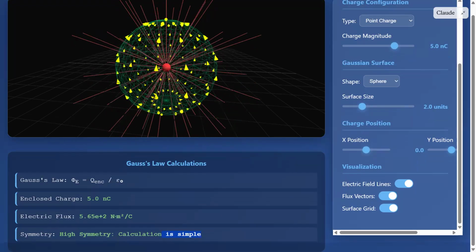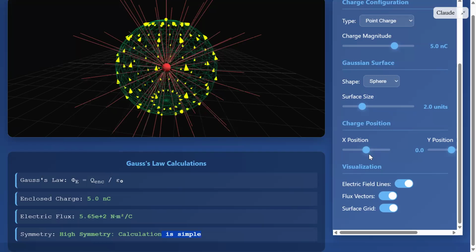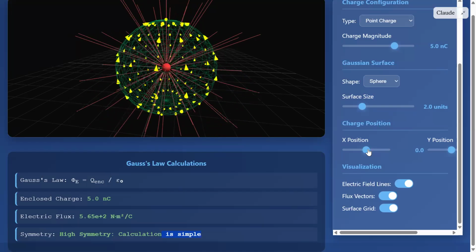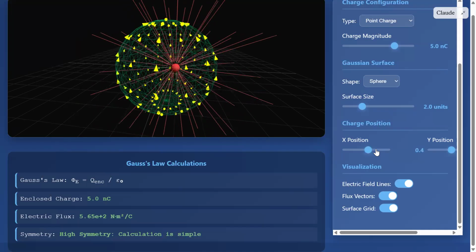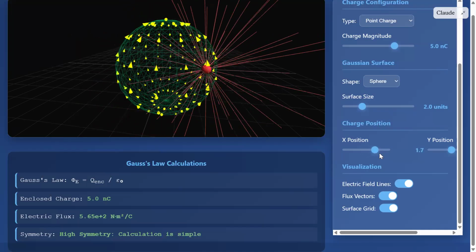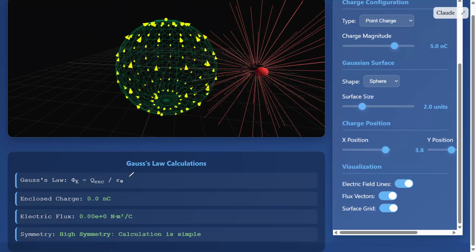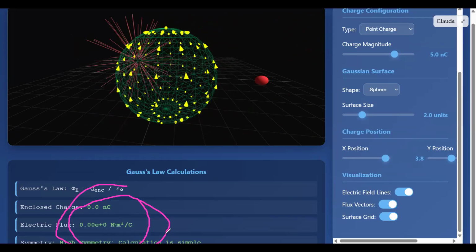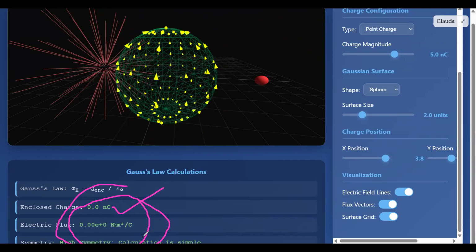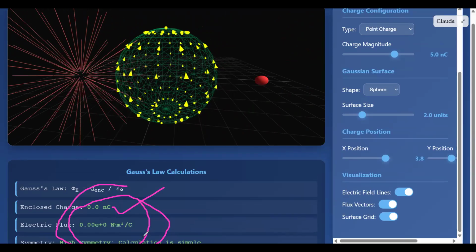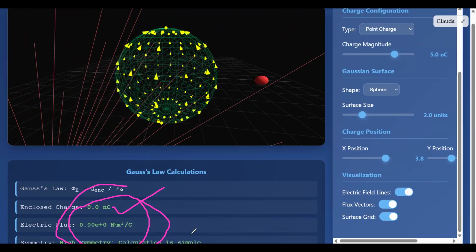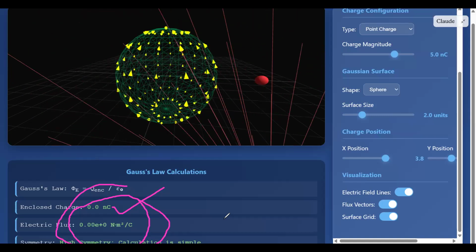For example, now I can move the charge outside the sphere. You can see that now the flux is only 0, because there is no charge enclosed within the surface. No charge enclosed within the surface means there is no electric flux. So 0 electric flux. Is it clear?